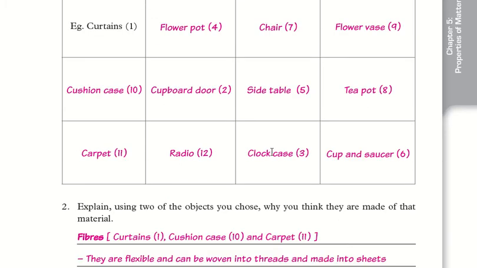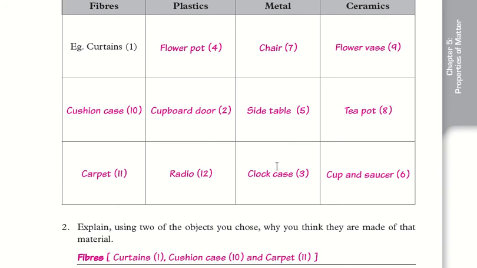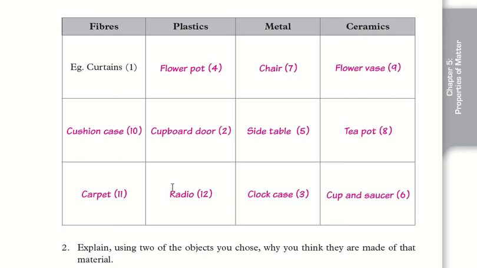And same thing for the side table. For the side table, this can be also classified under plastic as well. So you can actually have a plastic side table. Okay, last one that you can have two or more answers is actually your clock case. The clock case can be also classified under plastic as well, because we can't really tell. So these are not the only answers that you write. Some of these answers can be interchangeable.